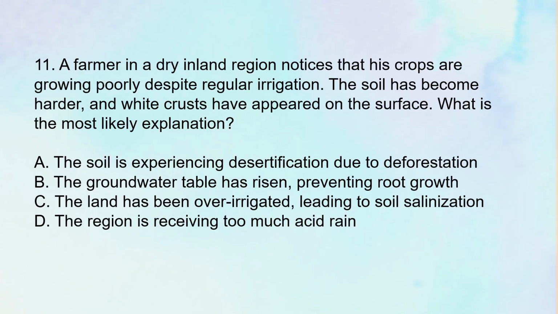Number 11. A farmer in a dry inland region notices that his crops are growing poorly despite regular irrigation. The soil has become harder and white crusts have appeared on the surface. What is the most likely explanation? Letter A. The soil is experiencing desertification due to deforestation. Letter B. The groundwater table has risen, preventing root growth. Letter C. The land has been over-irrigated, leading to soil salinization. Or letter D. The region is receiving too much acid rain.